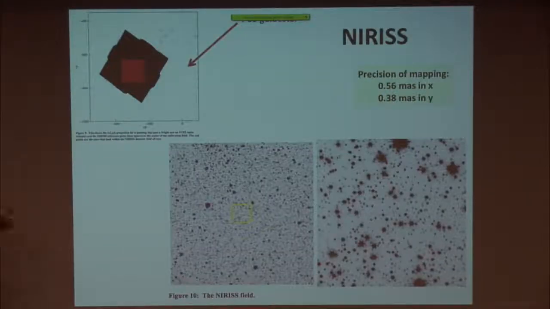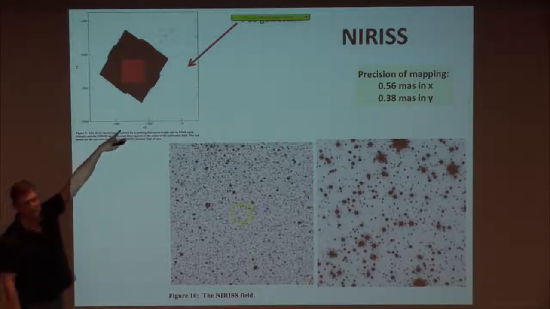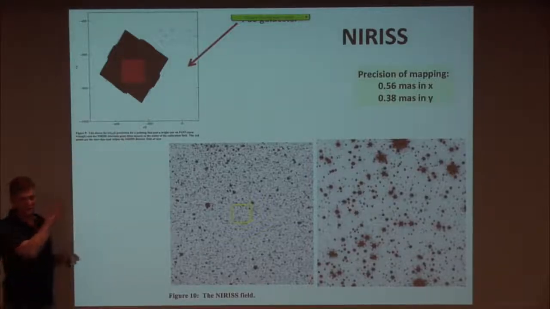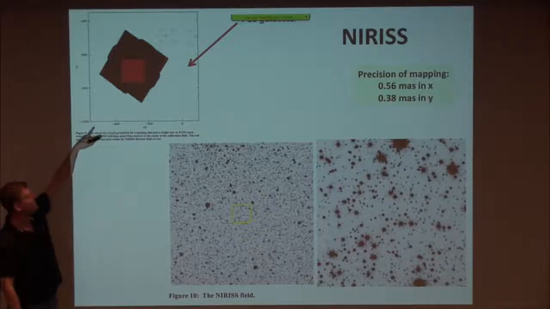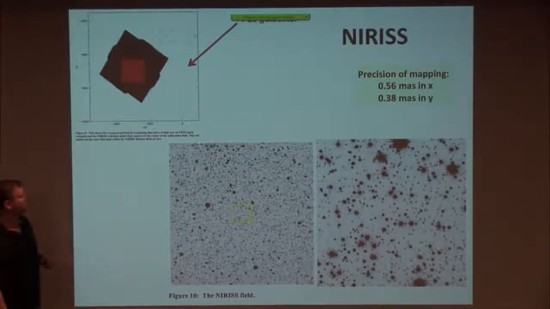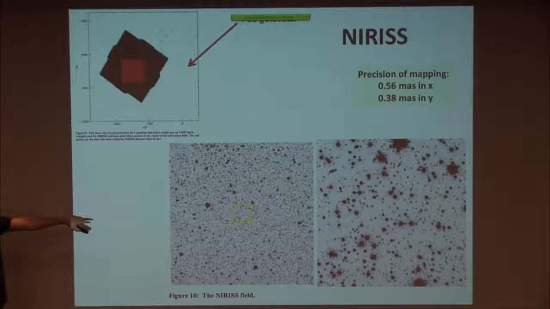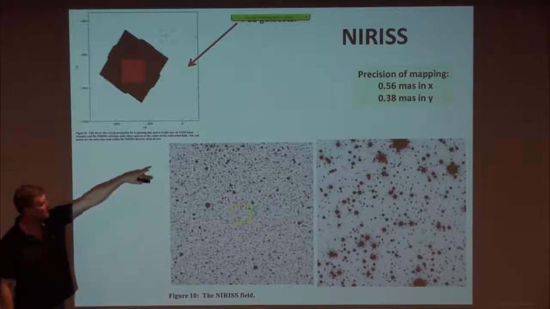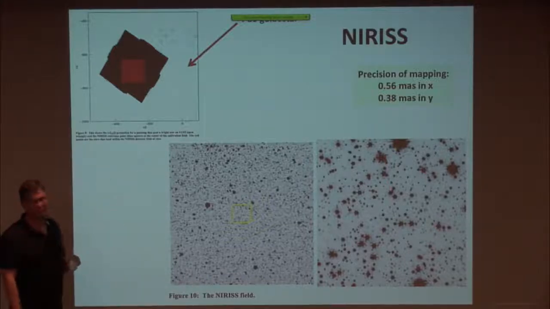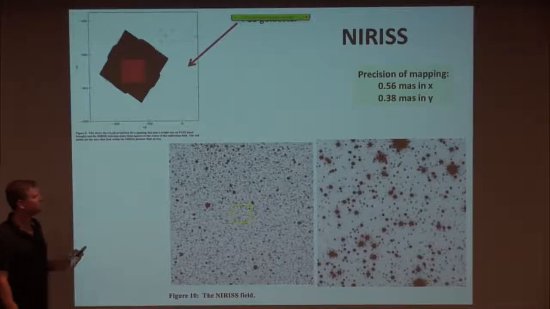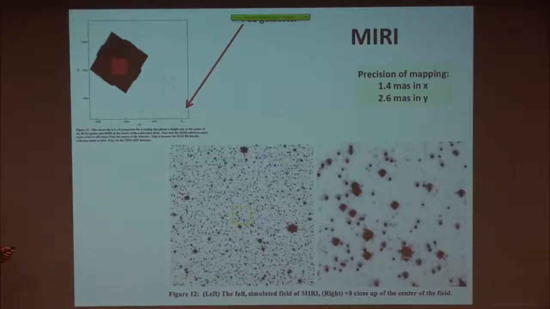So with NIRISS, I did a similar solution, putting an FGS star in a different FGS detector on a different star to put NIRISS at the center of this high-density field. Here's what the NIRISS solution looks like, and here's what a close-up looks like. I was able to get its mapping good to about half a milliarcsecond in each coordinate, which is good.